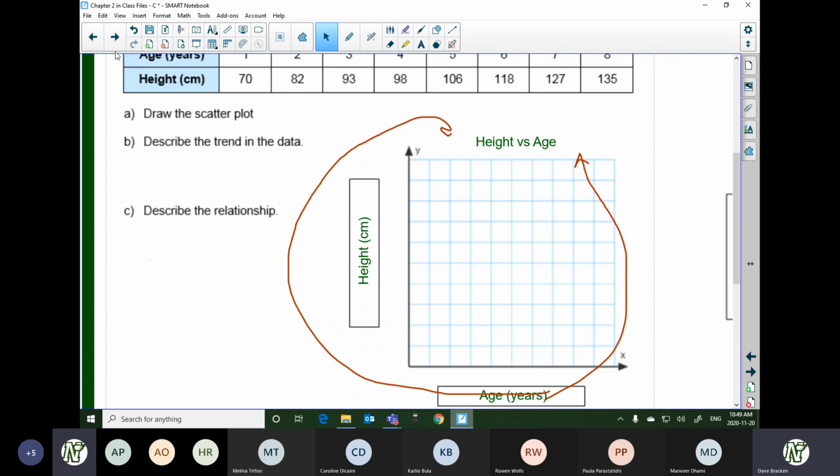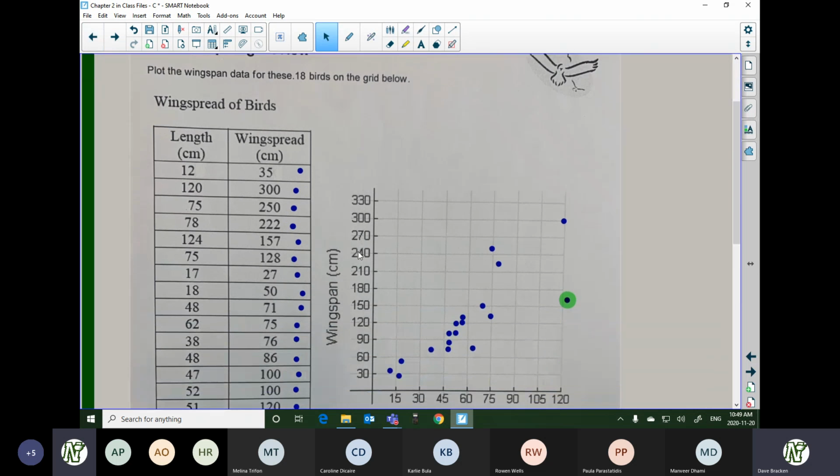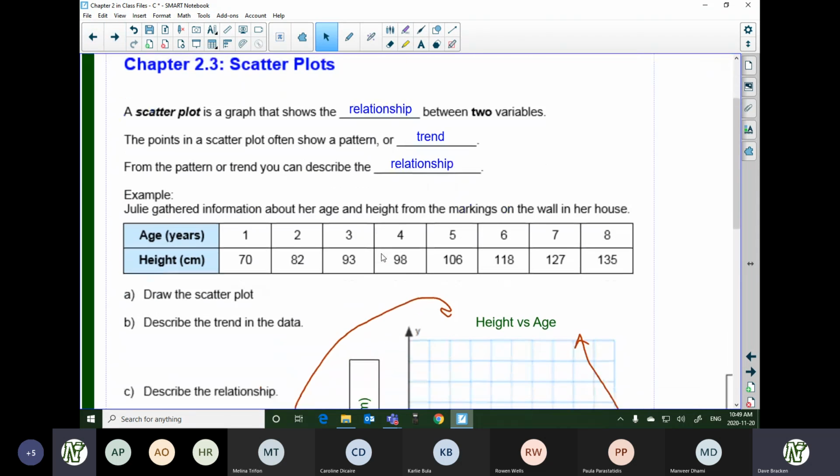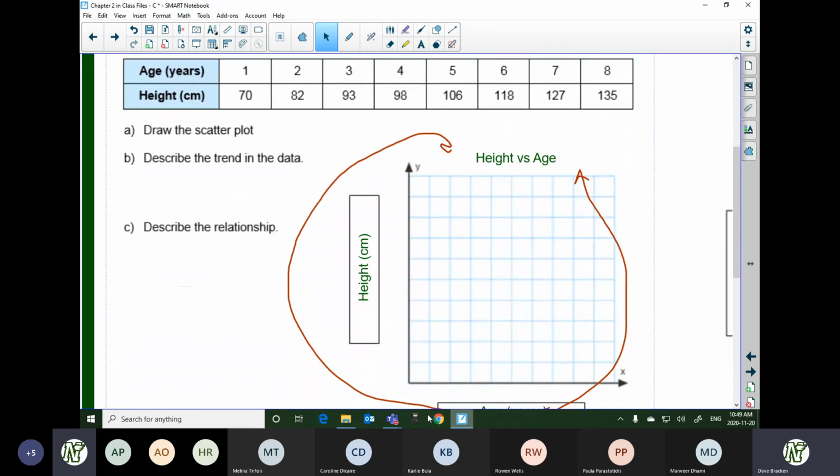Now, unlike our scatter plot we did right here with the bird's length and wingspan, do you see how the scales were given? Over here, they're not. So we have to create them. So on the bottom, we have to come up with what would be a good scale to use down below here.